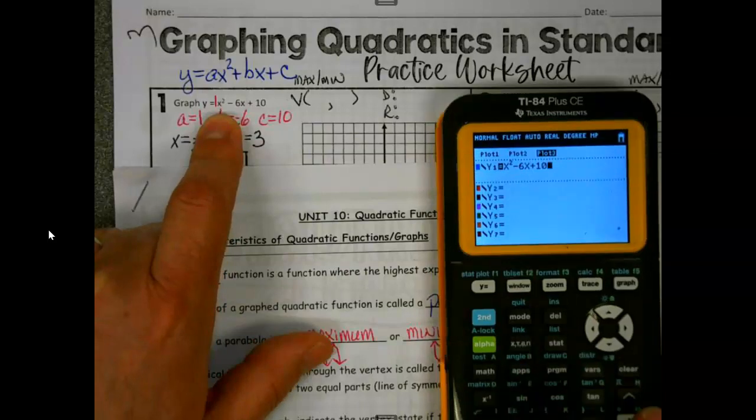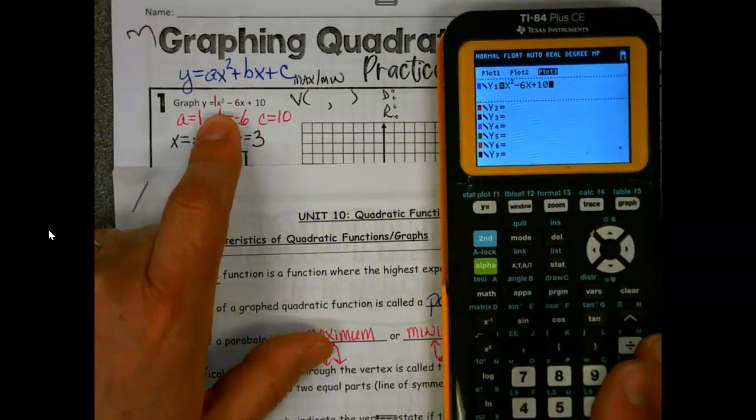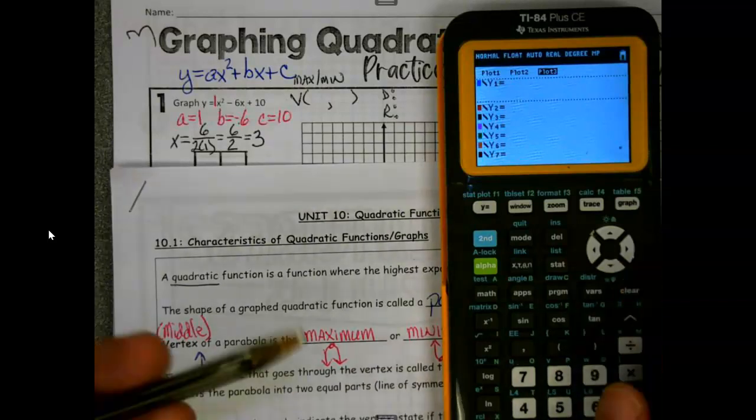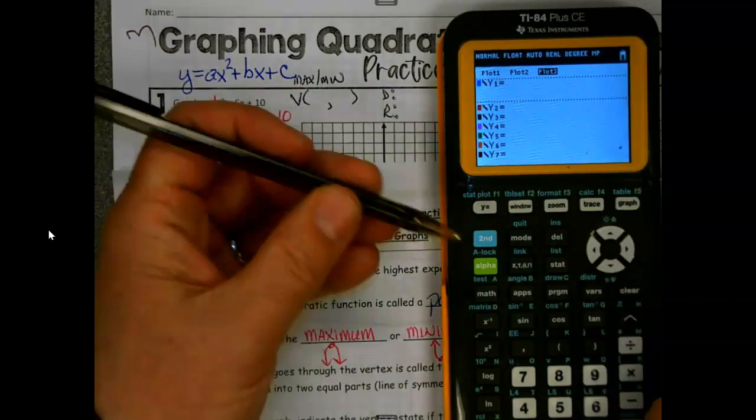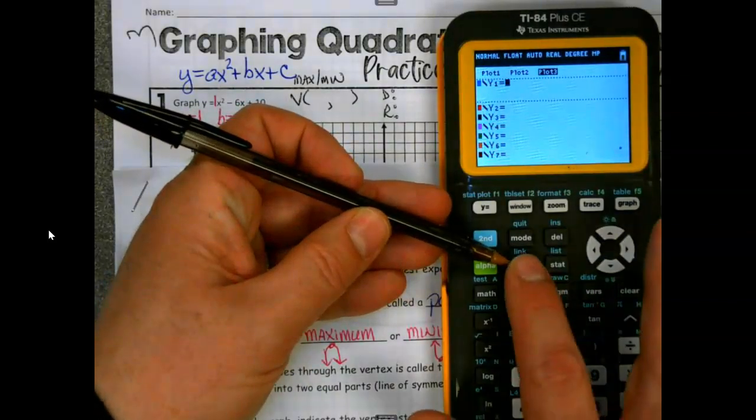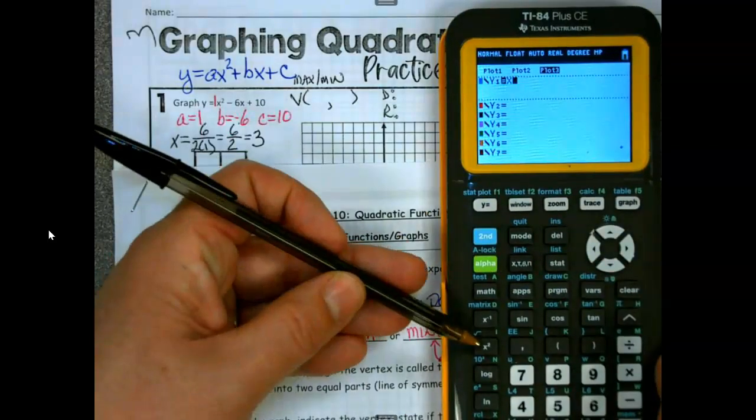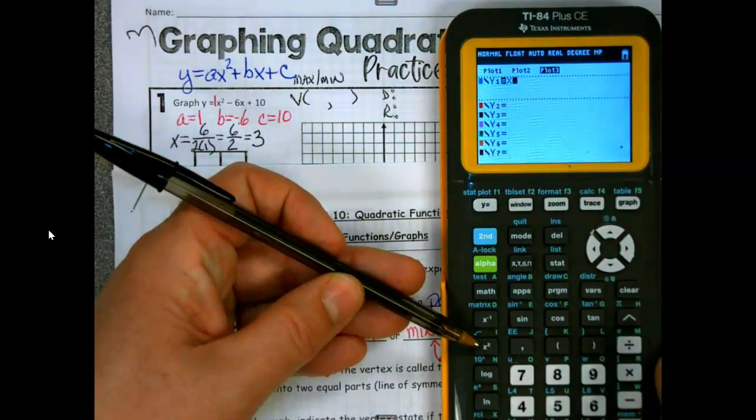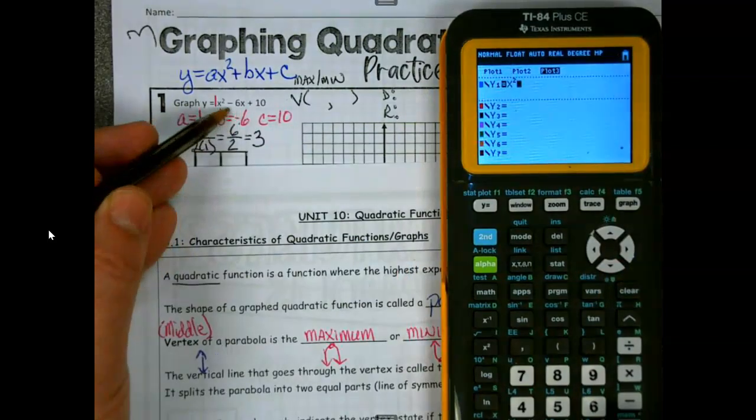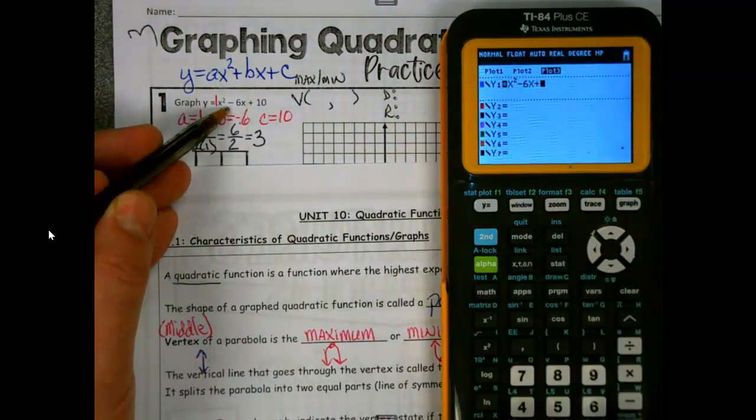So just a couple of quick reminders from yesterday on the button presses when we're doing this. Actually, I'll run back one more time here. This X,T,theta,n button right next to alpha, that's my x button. And where it says x squared down here is how I get my squared up. Everything else should be pretty straightforward.